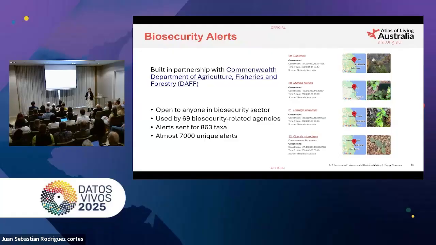Biosecurity alerts we've built over the last couple of years with our Department of Ag. You can see here, this is what it looks like in the email. As data comes in, people can be alerted about new records coming into the atlas. They're open to anyone in the biosecurity sector and used by 70 related agencies, which is quite incredible. I didn't know we had that many agencies. And there's some other stats there.